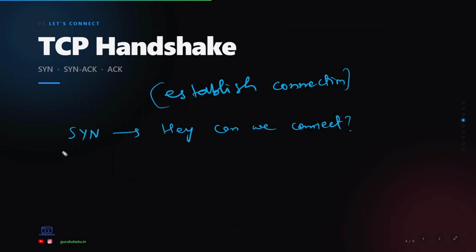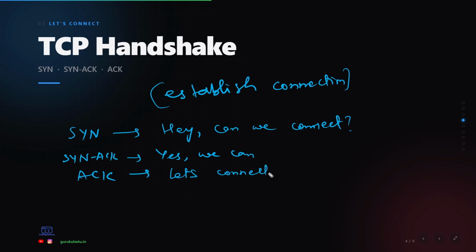Then the server sends back an acknowledgement that yes, we can connect. Then again it is acknowledged by the browser, and the browser comes to know the server is ready for the connection. Then it says let's connect, and the connection is established here, and then the browser will try to send the request to the server.